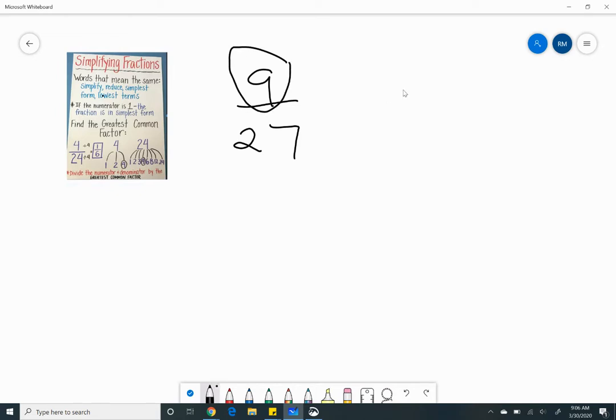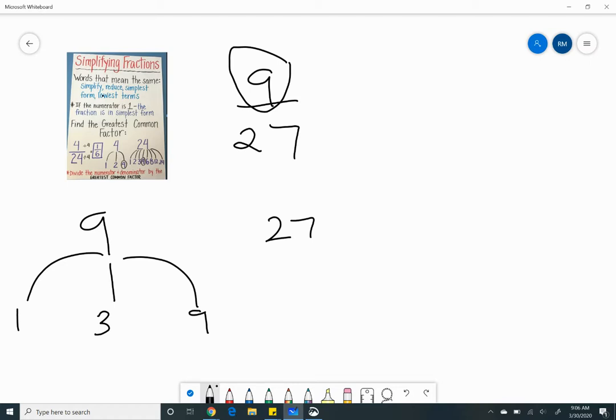So I have to find the greatest common factor. So just like on the anchor chart, I'm going to write 9 over here and 27 over here, okay? So remember that a factor is what you multiply together to get 9. So I know that I have 1 and 9 to get 9. And I also have 3 and 3, okay?